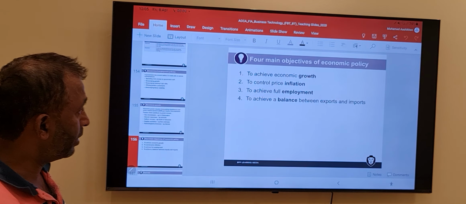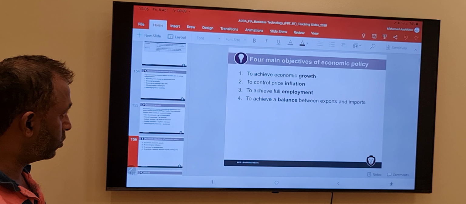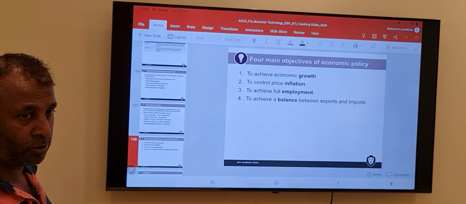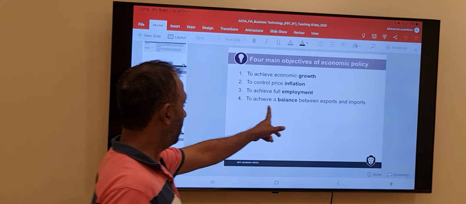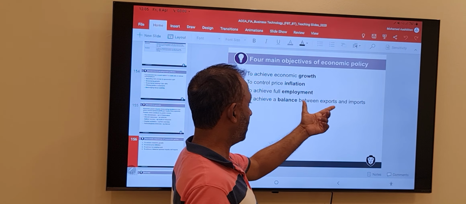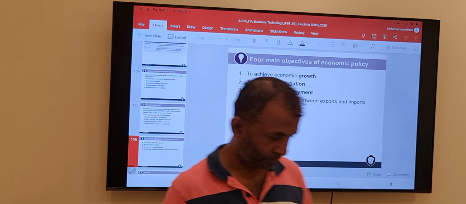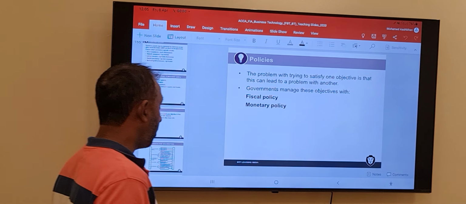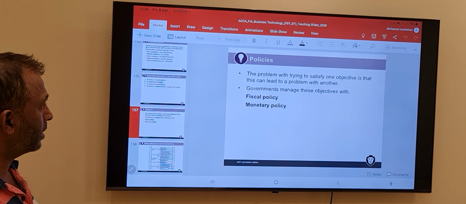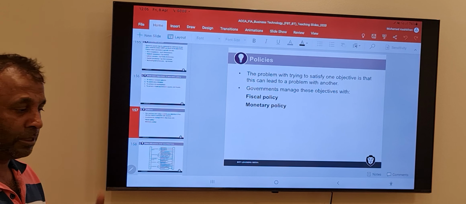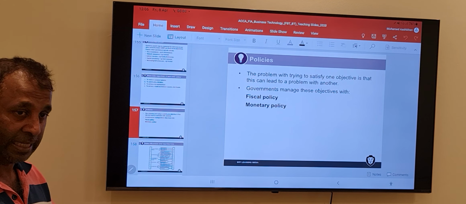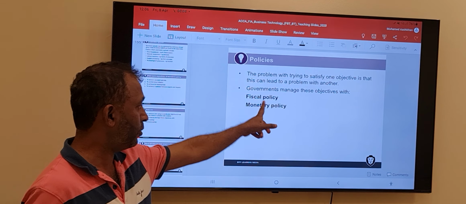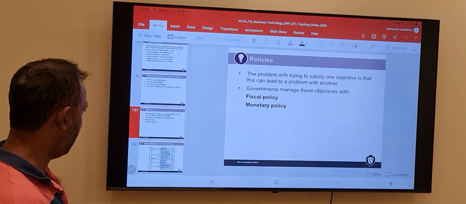The four main objectives of economic policy: to achieve economic growth, to control price inflation, to achieve full employment, to achieve a balance between export and import. Actually here, plus. The problem with trying to satisfy one objective is that it can lead to a problem with another. It's always a dispute of overlapping or conflicting objectives. To manage this, the government manages these objectives with fiscal policy and monetary policy.